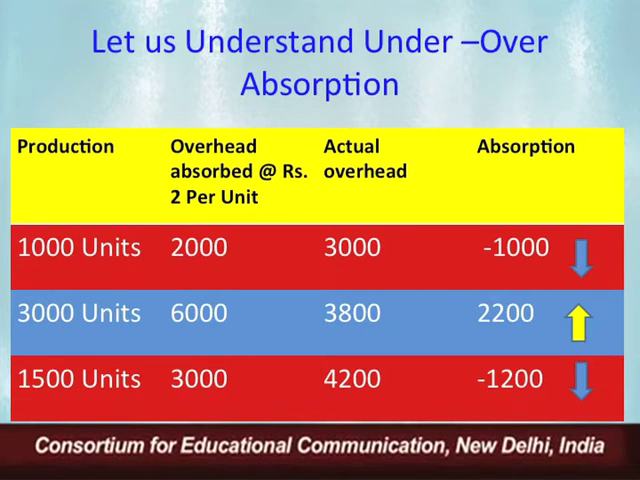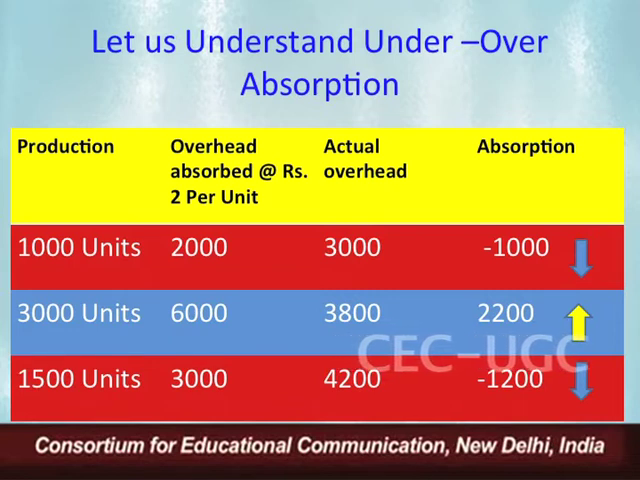Now this 1000 rupees can be called a case of under absorption, because your overhead absorbed is 2000 rupees, so your absorption is less than your actual overhead. Understood? My absorption is 2000 rupees, which is less than actual overhead, so I will say it's a case of under absorption. The same we will compute in the second case. 6000 rupees is my absorbed overhead, actual overhead is 3800. I would say it's a case of over absorption of 2200, which means your absorption is greater than the actual cost. Then for 1500 units, your absorption is 3000 rupees, your actual is 4200. So again it's a case of under absorption.